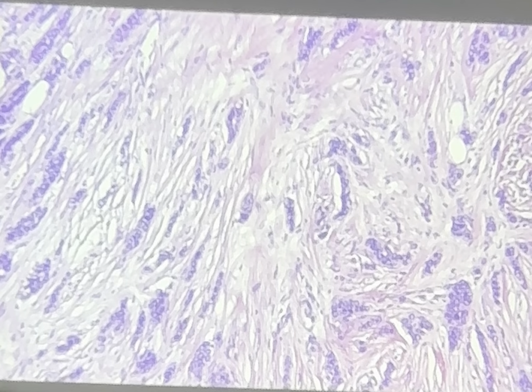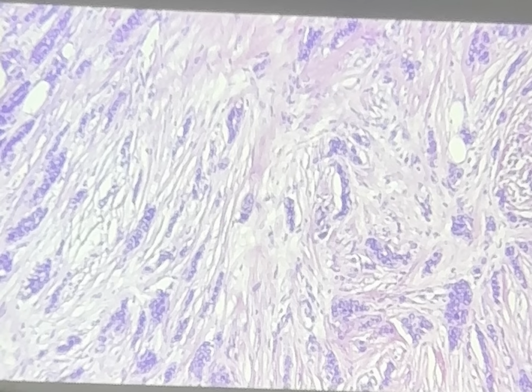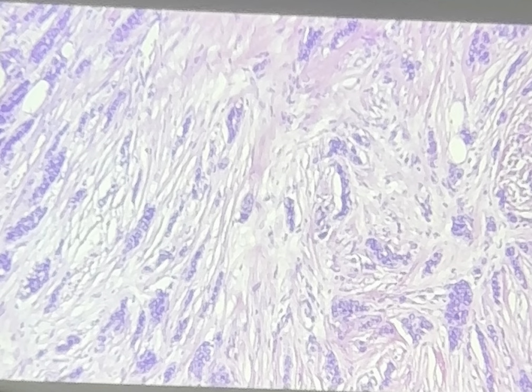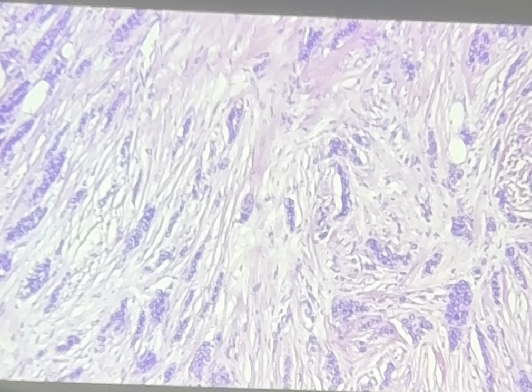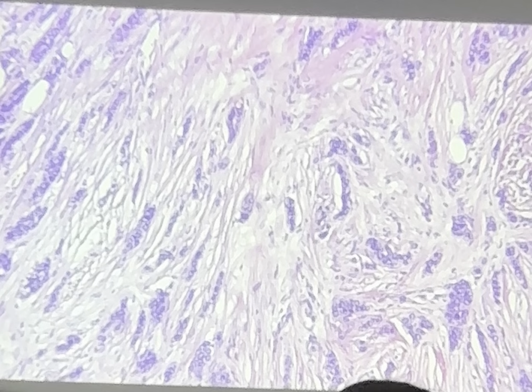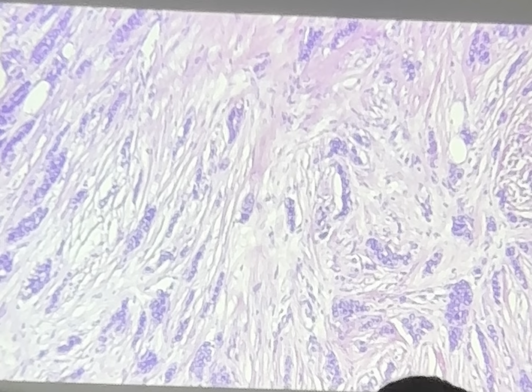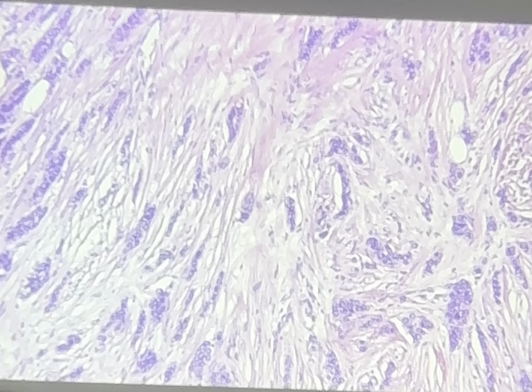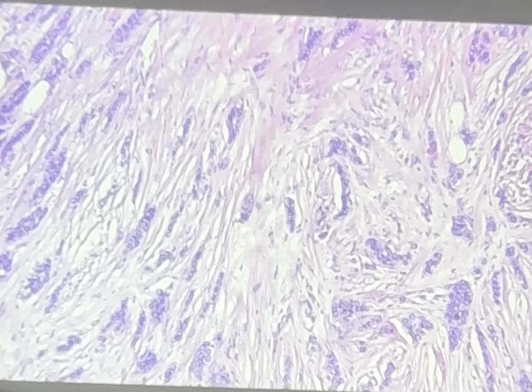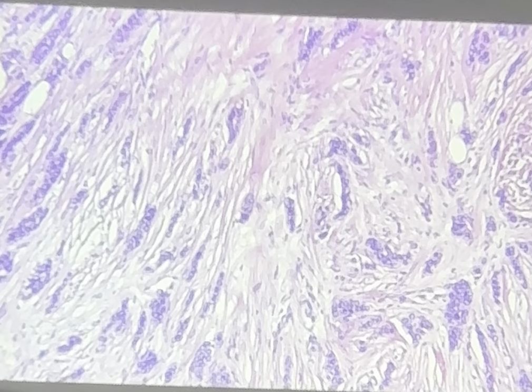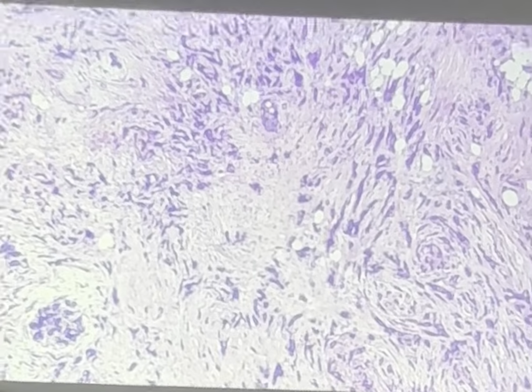Then what are the other features that we use in the Nottingham grading system? Mitosis. Mitosis, if there's a lot, moderate or minimal amount. Okay, 1, 2, 3. What's the last one? Nuclear pleomorphism. Probably not so prominent here. So you probably give it a 1 or a 2 here. So that's how we do the Nottingham grading scale. So this is lobular carcinoma of the breast.